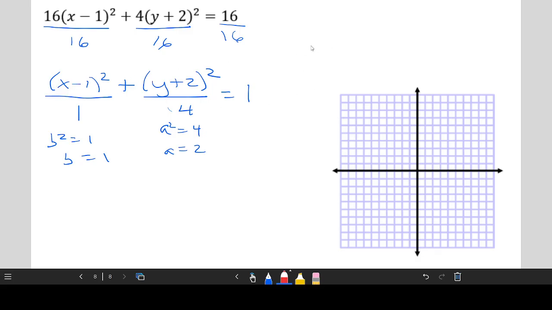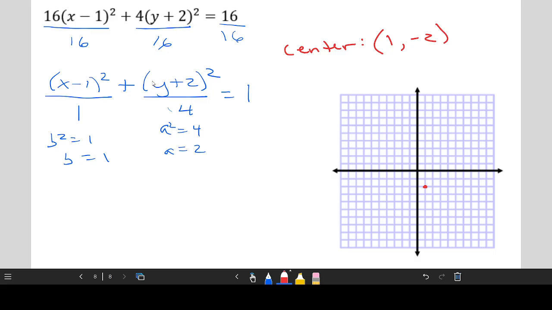And the center, this time, x minus h, we have x minus 1, so h is 1. And then y minus k, we have y minus -2, so the center is at 1, -2. So always plot the center first, since everything else is in relation to its distance from the center. So 1, -2 is our center.